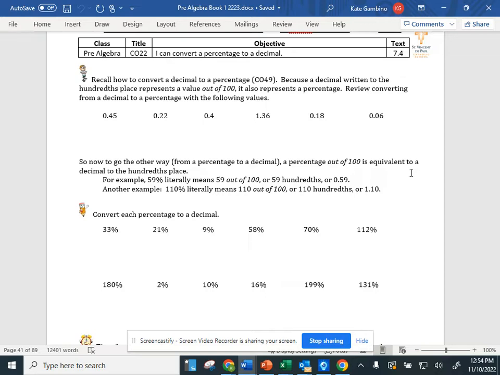Recall how to convert a decimal to a percentage. Oh, now Mr. Schultz changed around his books. So he said CO49, but really changing a decimal to a percentage is CO19. So change that 49 to a 19 because we switched up the order of our books this year. So recall how to convert a decimal to a percentage, CO19.